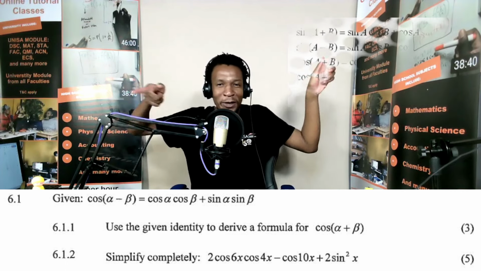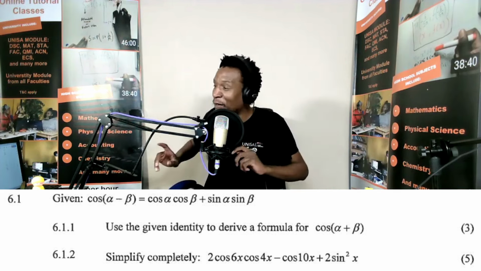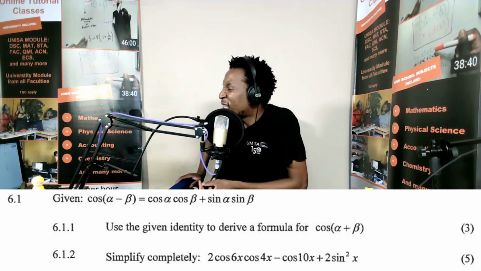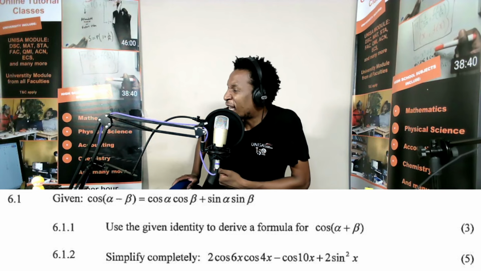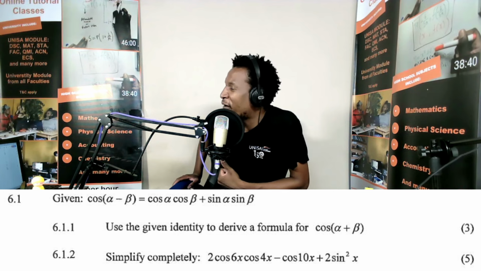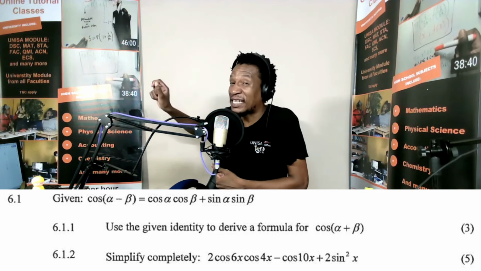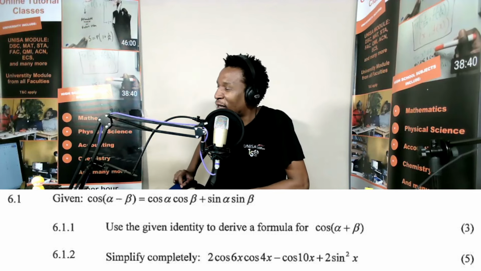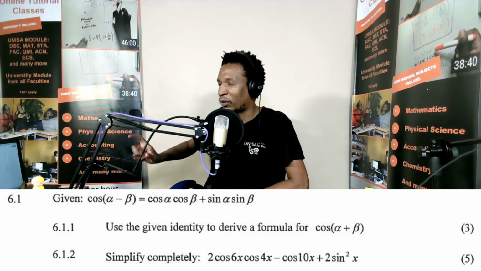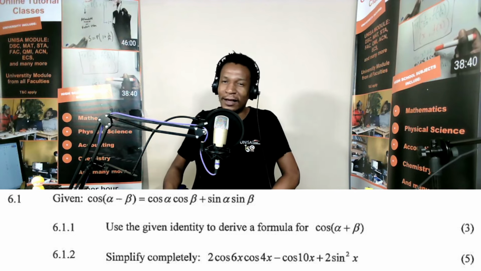I don't know if the pointer will work by the time I finish the whole thing. But yeah, now for 6.1.1, they want us to use the given identity to derive a formula for cos of alpha plus beta, because the given one is alpha minus beta. And then for the next one, they want us to simplify that expression completely. And they're asking me to simplify. Okay, let me just open.